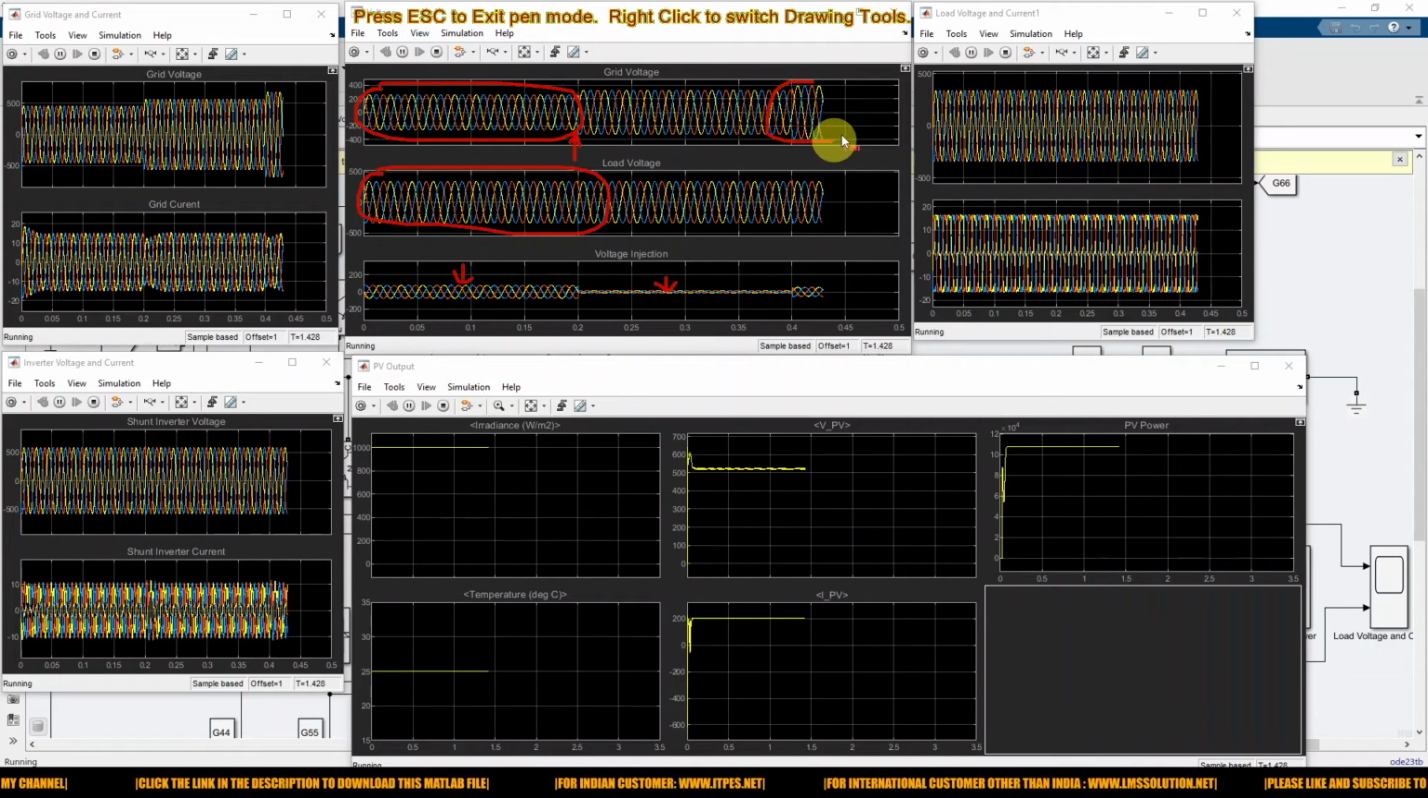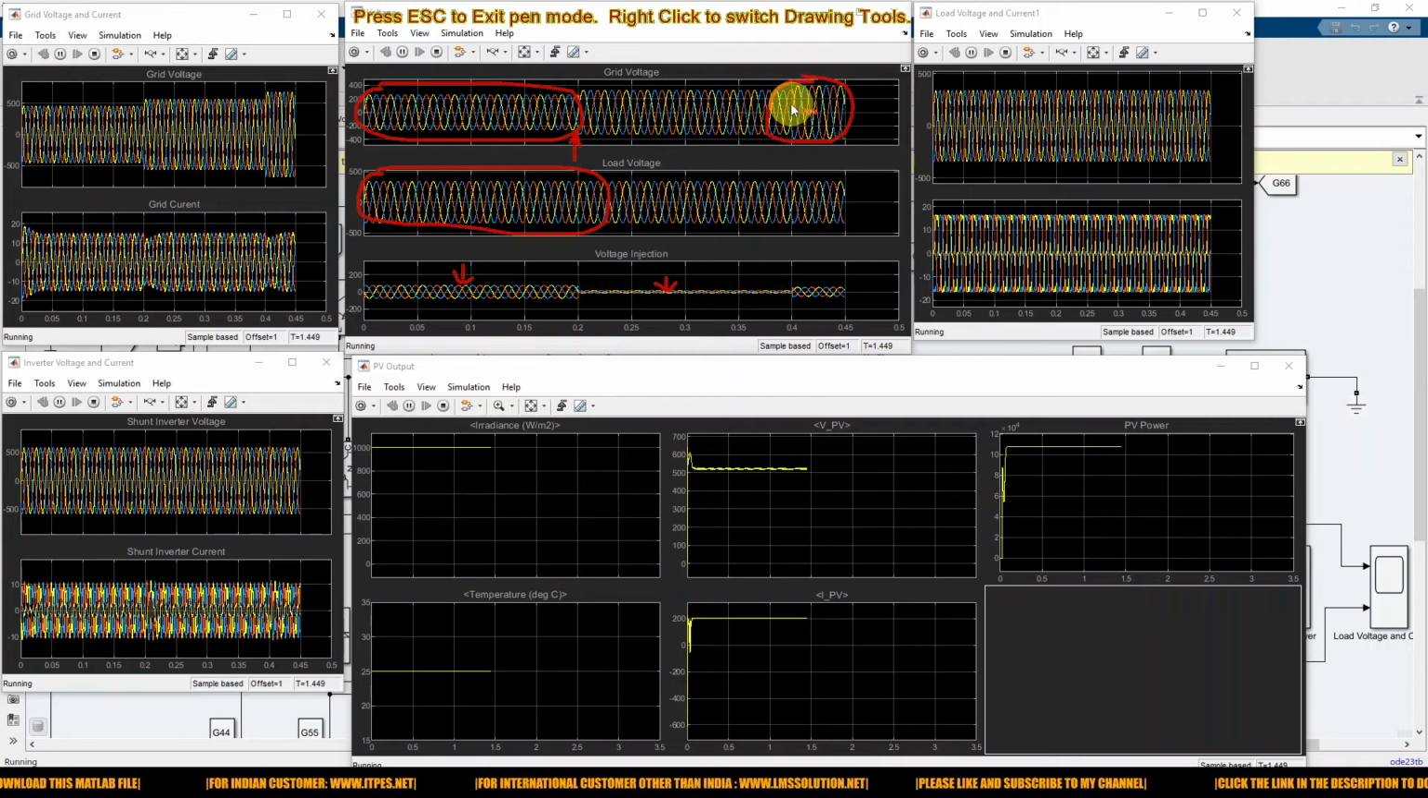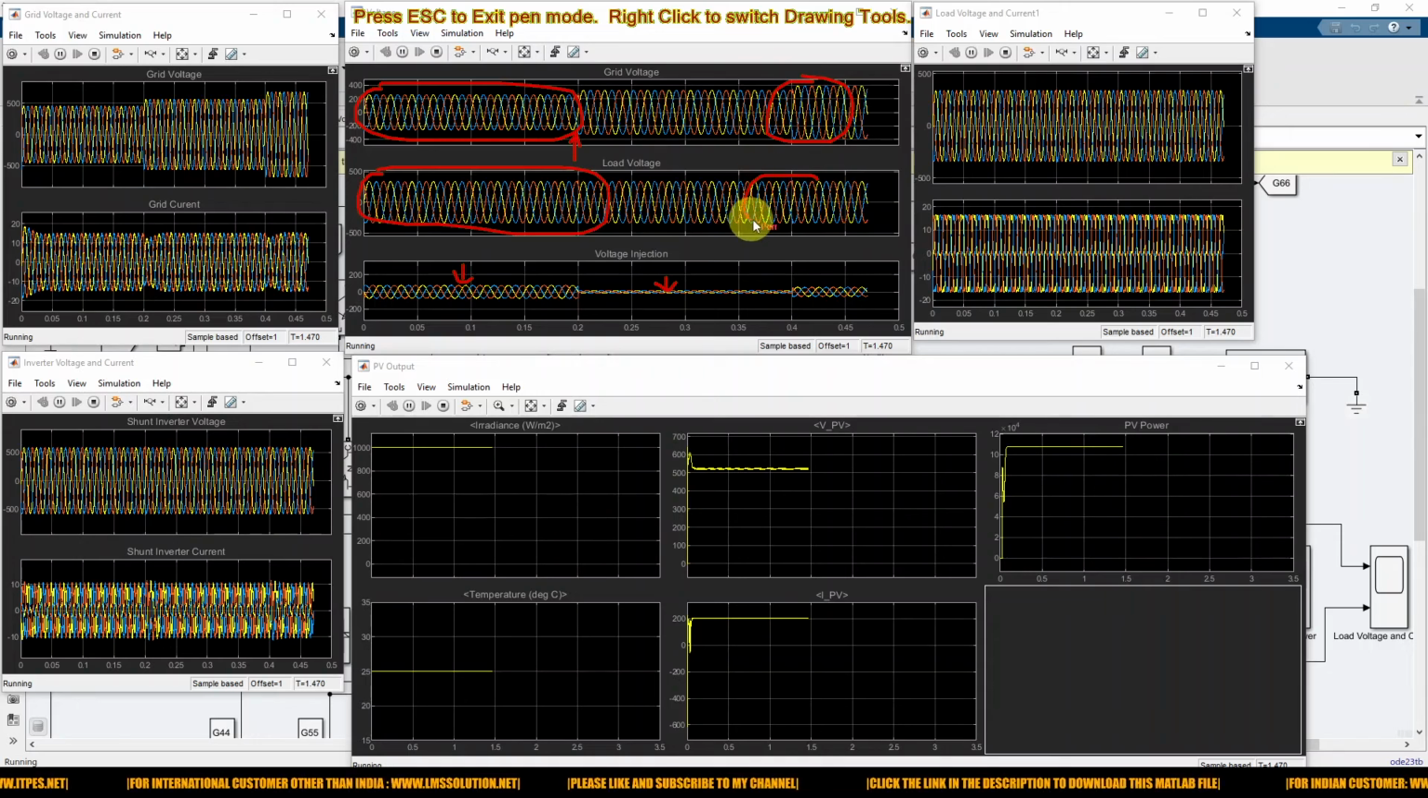Okay, so here you can see that now the swell will occur, right? Voltage swell, at the time of 1.4 seconds, right? Because of the voltage swell, the grid voltage is increased by some amount, around 1.2, that means 0.2 per unit extra from the 1 per unit, right? But you can see that the load voltage is always maintained at 1 per unit.